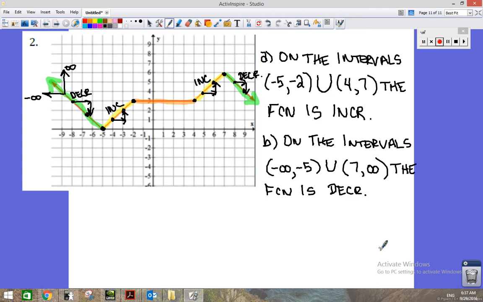Alright, and then this time, when it comes to being constant, if you're on the interval that we've highlighted in orange, the x-coordinate here is negative 2. So if x is between negative 2 and 4, the x-coordinate here, pick any 2 points on this open interval from negative 2 to positive 4, and as x increases, the y values remain constant.